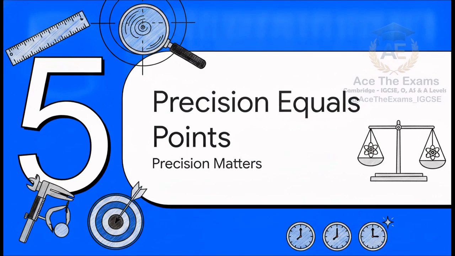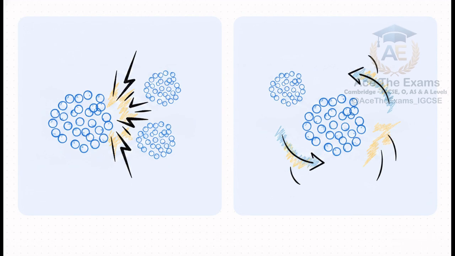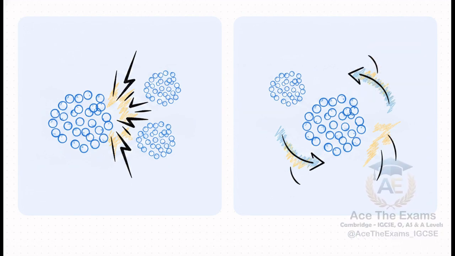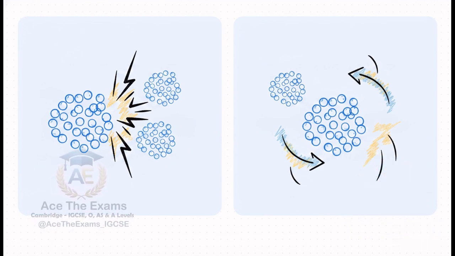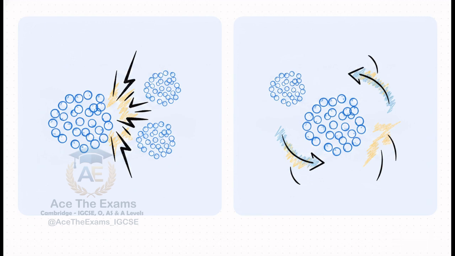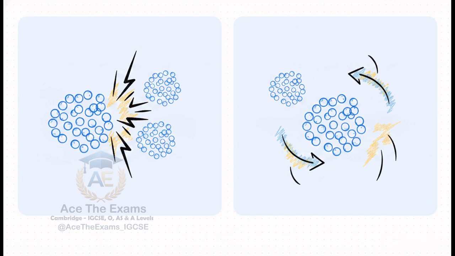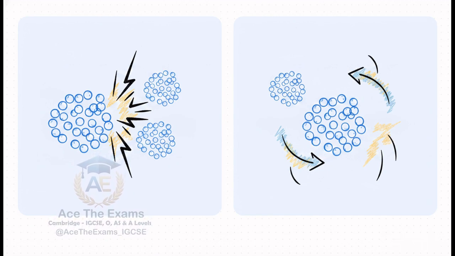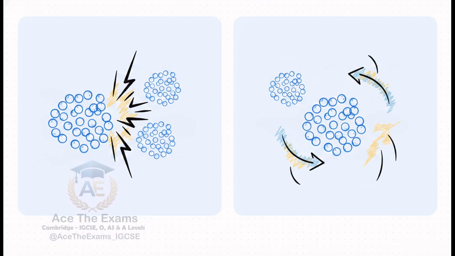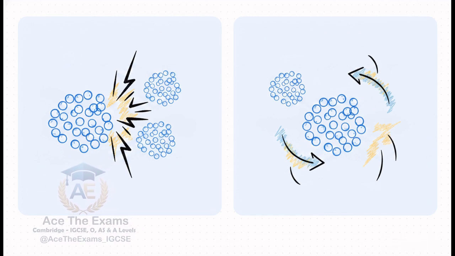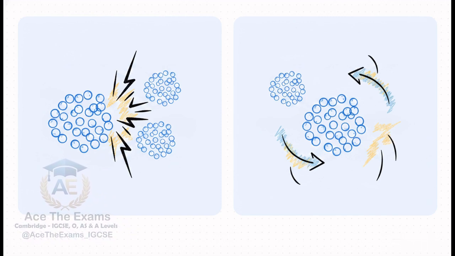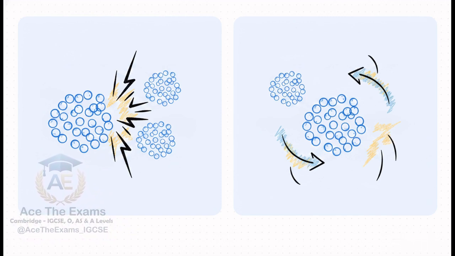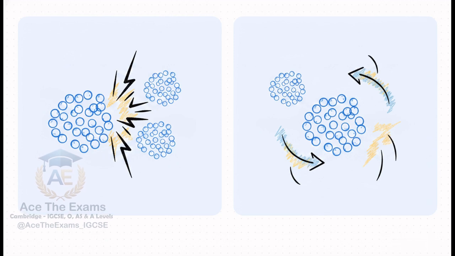Section 5. Precision equals points. In Cambridge physics, close enough is literally never good enough. Precision is non-negotiable. Let's do a speed writing challenge in our heads. Contrast nuclear fission and nuclear fusion. Fission is the splitting of a large, heavy nucleus into 2 or more smaller nuclei. Fusion is when 2 small, light nuclei join together to form a new, heavier nucleus. If you just write, fission breaks atoms and fusion makes them, you lose. Specific syllabus words like heavy, light, splitting, and join have to be explicitly on that page.